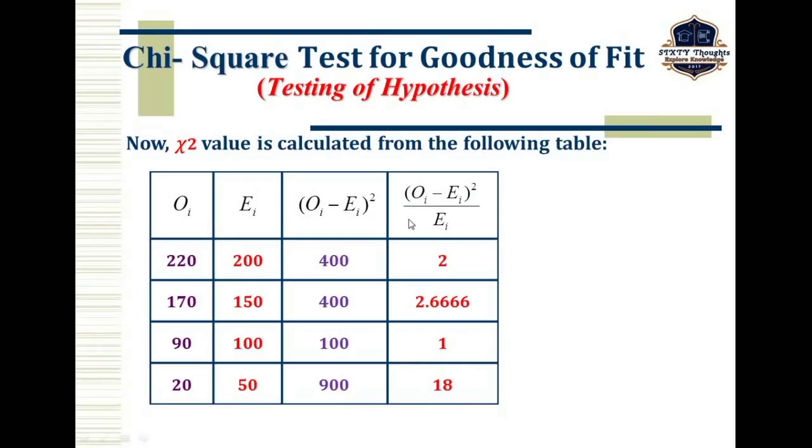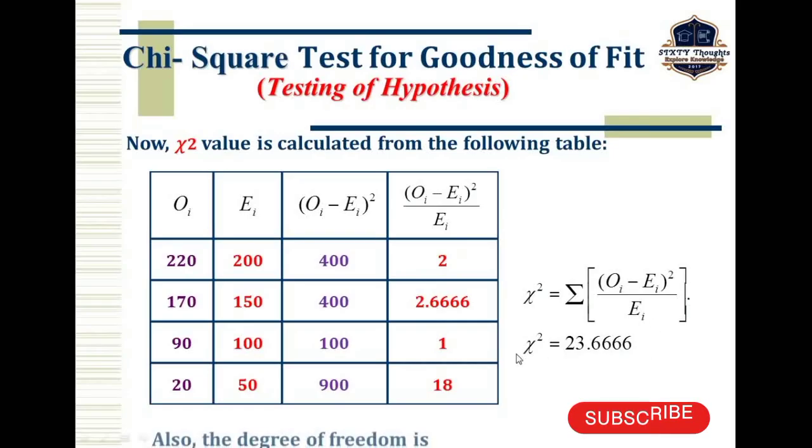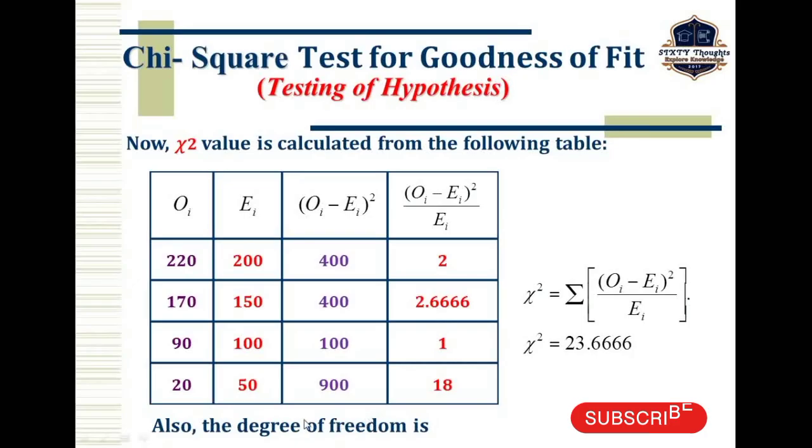Next I am going to find the chi-square value. What is the chi-square formula? The sum of these terms. Adding all the values, you get 23.6666. This is called the obtained value. Next I am going to find the table value. Before that, we find the degrees of freedom. What is the degrees of freedom here? Gamma equal to n minus 1. How many categories of students are there? 4. So 4 minus 1, we get 3.